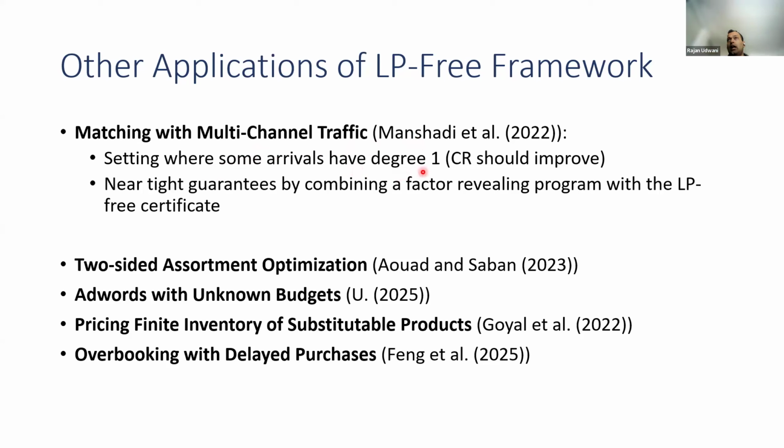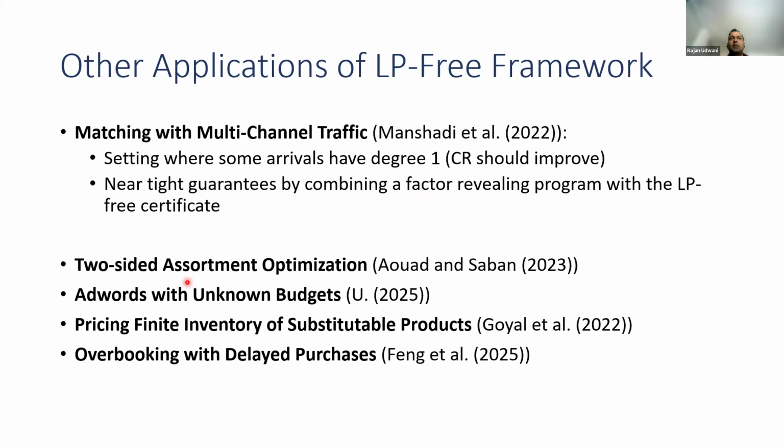Because opt and alg are going to align, I would expect the compare ratio to improve. But these degree 1 arrivals could be spread out over the entire horizon. So when they're spread out, understanding how much my compare ratio improves is somewhat challenging. And this paper, in a very fascinating way, combines a classic factor revealing technique with the LP3 certificate to get near tight guarantees. So it's combining really a classic tool with the certificate to get something powerful.